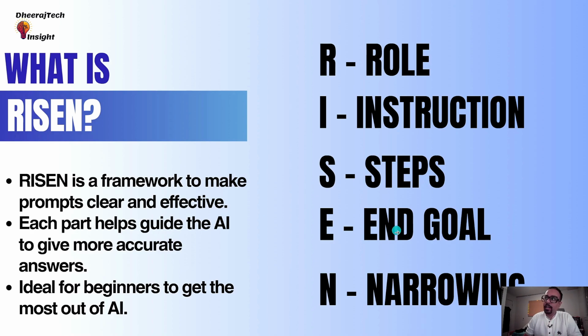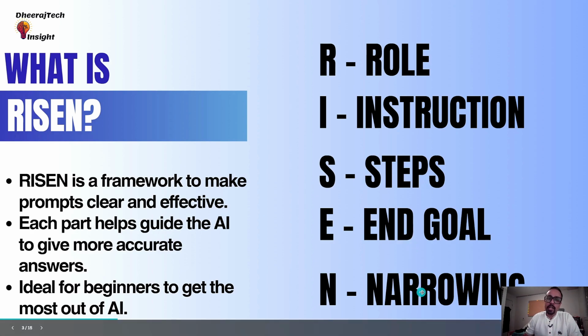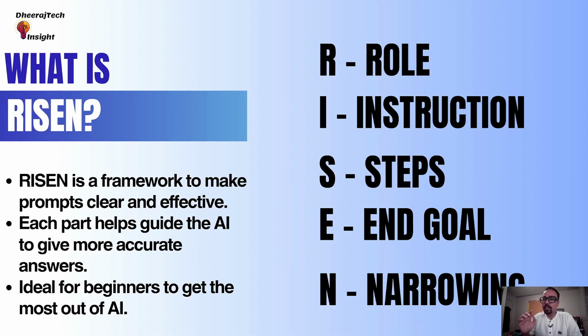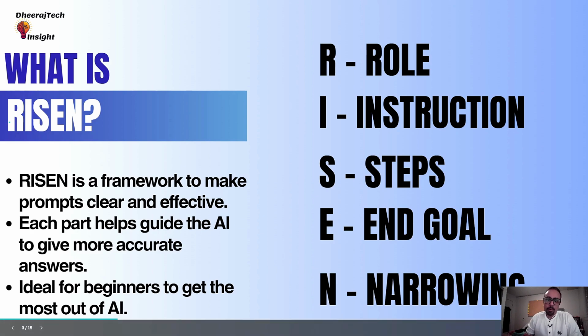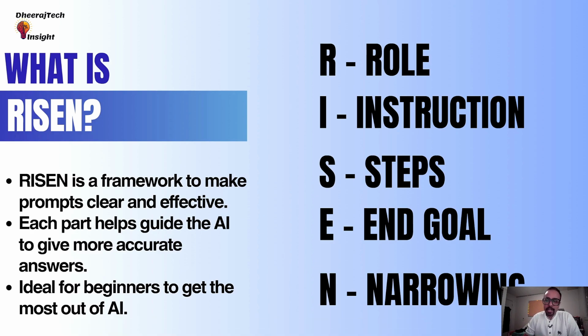Third, what is the end goal? That is, what is the aim that we are targeting? And fourth, if there is any narrowing allowed, meaning if we have to put some constraint so that it doesn't go towards that path. So by structuring prompts this way, you guide the AI to understand exactly what you are asking for and what kind of response you need. Whether you are new to AI or experienced, Ryzen helps you get more precise and relevant responses. It's like setting a clear path for AI to follow.